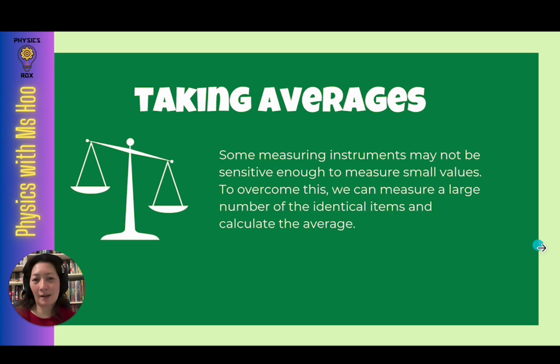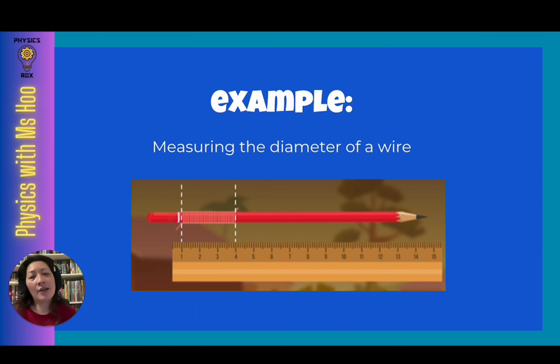Let's look at some examples. As I mentioned earlier, measuring the diameter of a wire. Now we know the wire diameter is extremely small, and if we try to use a ruler to measure the diameter of one tiny wire, you can see that the ruler is not able to show us that value because it's too small. The ruler is just not sensitive enough to give us that exact value. So how do we overcome this? Take many of the same and get the average.